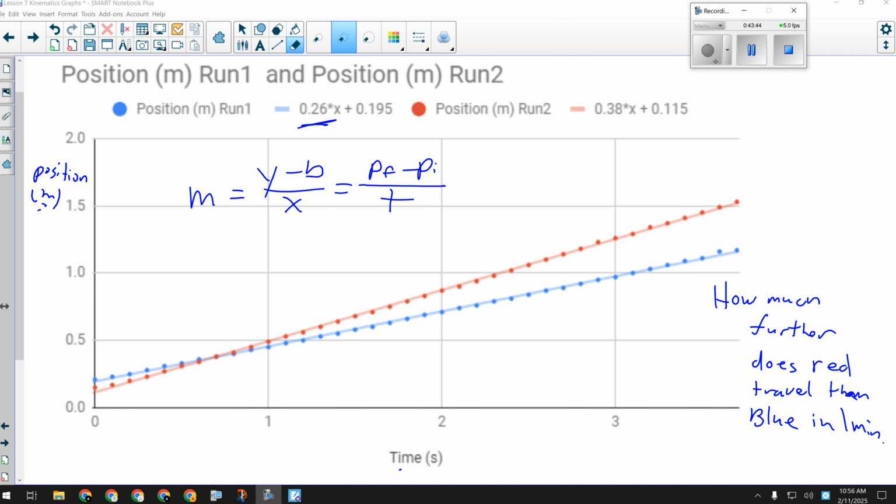In order to do this, what do I need to find out for each one of the lines there? I need to find out y after 1 minute. If I can find y after 1 minute for each of them, I'll be able to figure out how much further one goes than the other. So for the blue line, since I've got the blue marker right now, I'm just going to go y equals 0.26, that's my velocity, times 60 seconds plus 0.195.